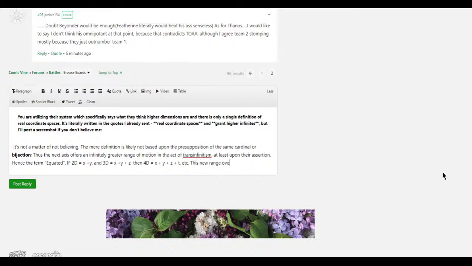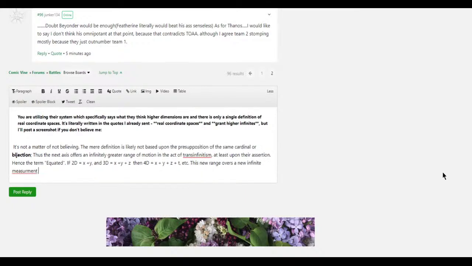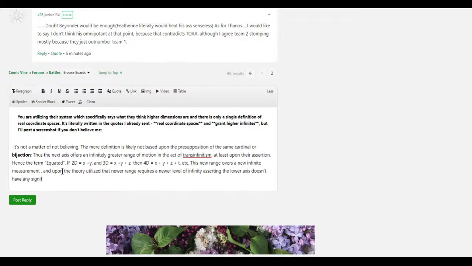This new range offers a new infinite measurement. And upon the theory utilized, that newer range requires a newer level of infinity, asserting the lower axis doesn't have any significance to the next orthogonal value, a variable, I should say.